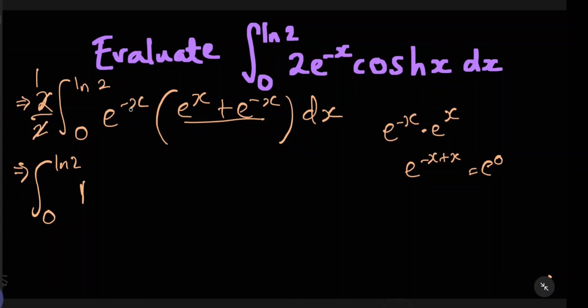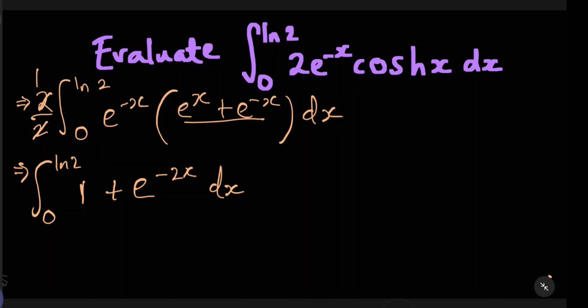Now e raised to the power minus x times e raised to the power minus x. So this would be, let me quickly wipe that. So here we would have e raised to the power minus x times itself, which is e raised to the power minus 2x. So for this part, we would have plus e raised to the power minus 2x, everything dx. Because these are two different terms, we can integrate them individually.